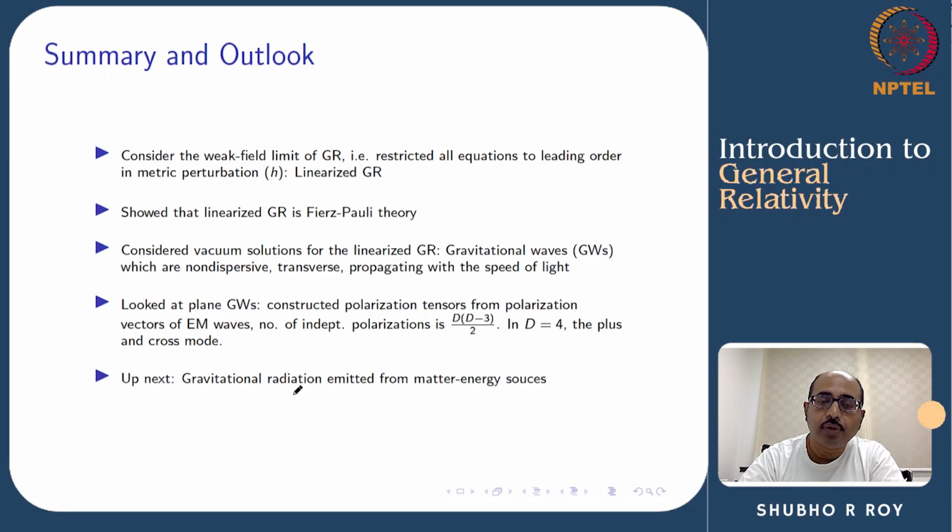Next, we're going to look at gravitational radiation emitted from matter-energy sources. Now we cannot consider them plane waves, because near sources, the imprint of the geometric distribution of matter will be imprinted on the wave solution. So we will look at it in the next lecture.